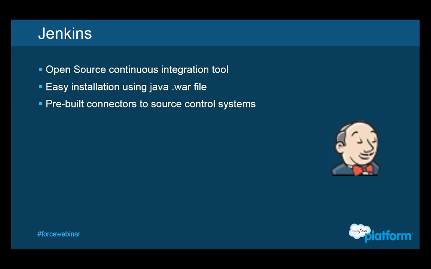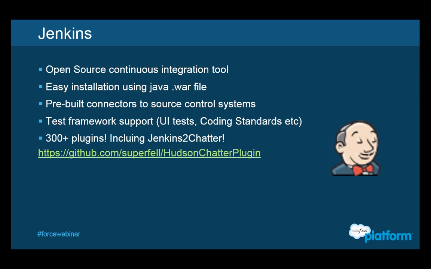It has pre-built connectors to source control systems, and it has a pretty robust integration with testing frameworks. So things like UI tests via a tool called Selenium, or if you've got coding standards that you want to enforce, you can integrate those quite well into a continuous integration system like Jenkins to make sure your builds are running and not introducing regressions.